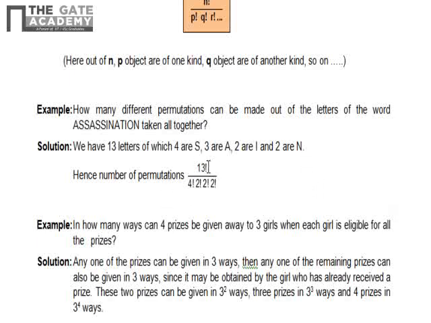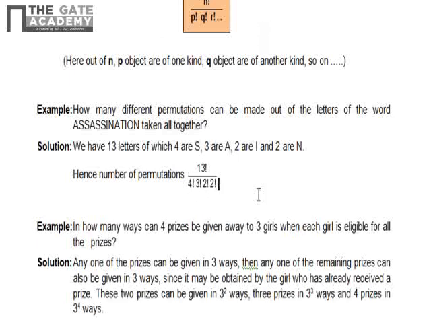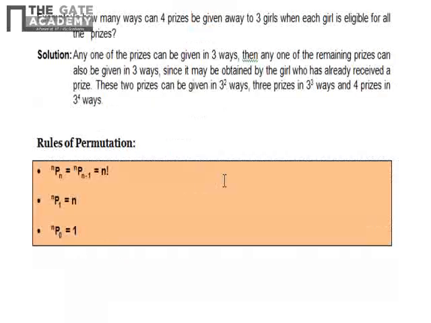So the number of permutations is 13 factorial, that is n factorial, upon, since S is repeated 4 times, we will have to write 4 factorial. Then this should be 3 factorial, because A is getting repeated 3 times, I 2 times, and N 2 times. So therefore the answer will be 13 factorial upon 4 factorial into 3 factorial into 2 factorial into 2 factorial. You don't have to get the final answer if the calculation is too tricky. Just leave the answer. Now we'll see some other example.